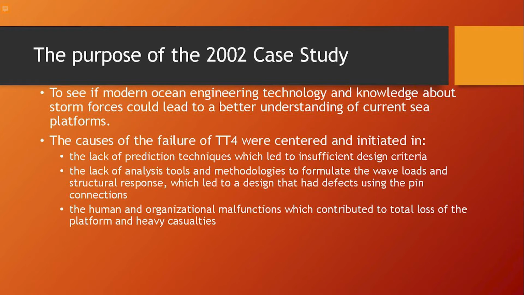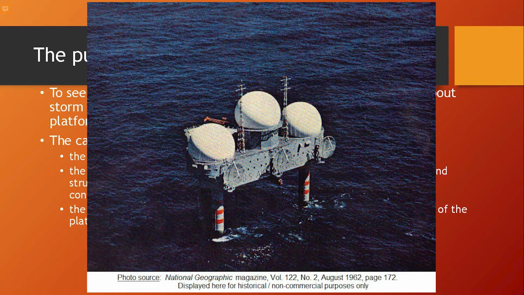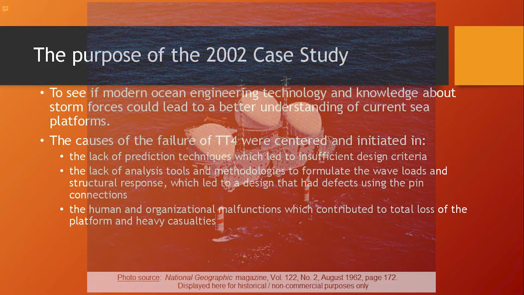The purpose of the 2002 case study was to see if modern ocean engineering technology and knowledge about storm forces could lead to a better understanding of current platforms in order to understand the causes of the failure of Texas Tower 4. The case study found that the failures were centered and initiated in the lack of prediction techniques to anticipate the extreme environmental loads, which led to insufficient design criteria.